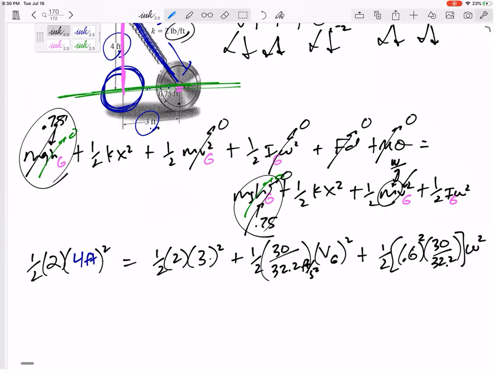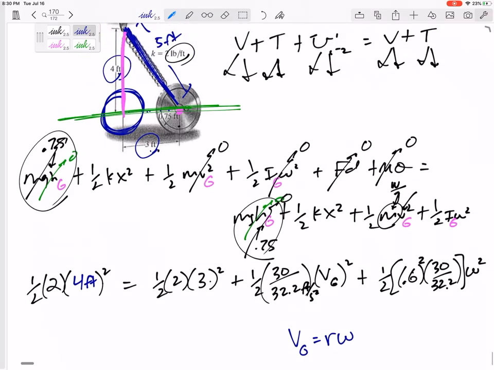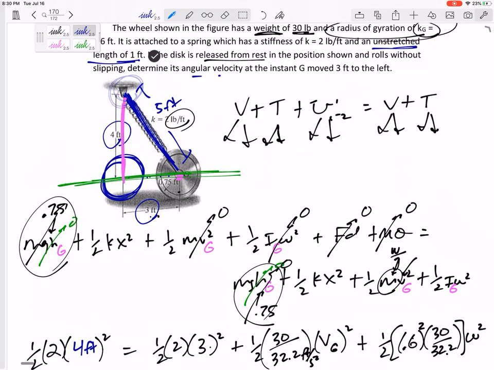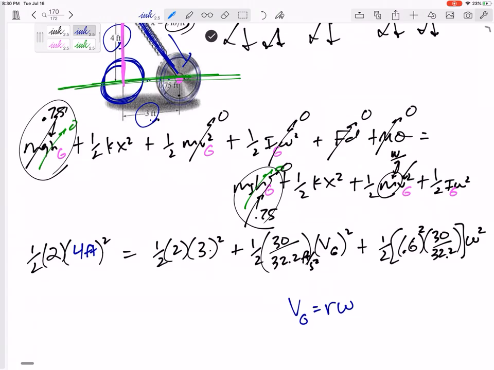That one equation has two unknowns. Doesn't that happen a lot? Can you figure out Vg equals R omega, right? Vg and omega are related. Vg equals R omega. R is the distance that G is away from the center of rotation. Now, the center of rotation is not like up here. It's not just rotating about there. We're looking at this disc. What is this disc rotating about?